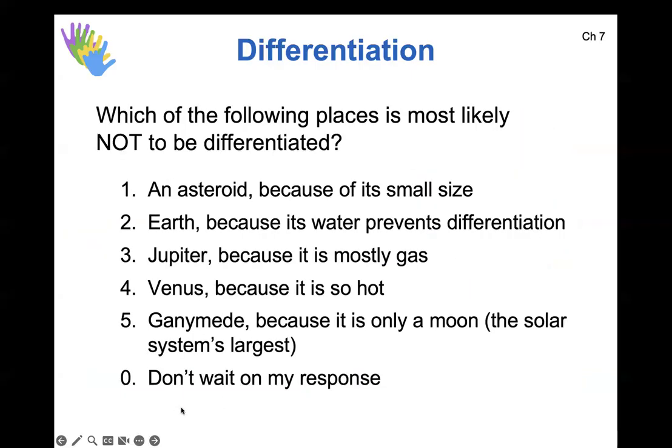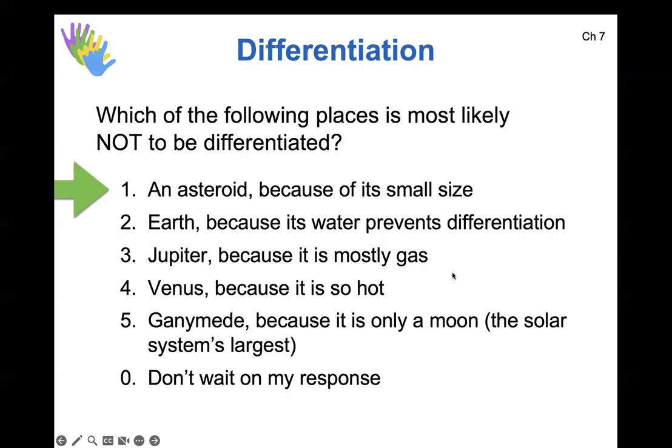So if you're paying attention to what I just said, this should be easy for you, but let's see if you can answer. Which of the following places is most likely not to be differentiated? Get your options there. Asteroid, Earth, Jupiter, Venus, Ganymede. All right. Elizabeth says one. Maxwell agrees. So does Caleb and Kylie. And you are all right.